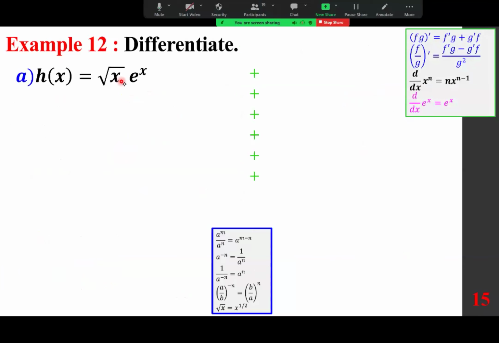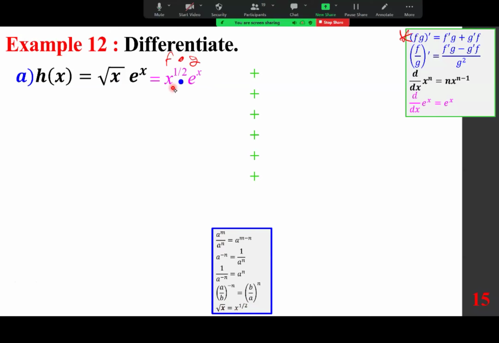h of x is square root of x e to the power of x, and we are going to change the square root of x to x to the power of 1 half. In order to be able to differentiate, we notice it is the product of the two pieces. We put a raised dot, and we call it f times g, and we are going to use the product rule.